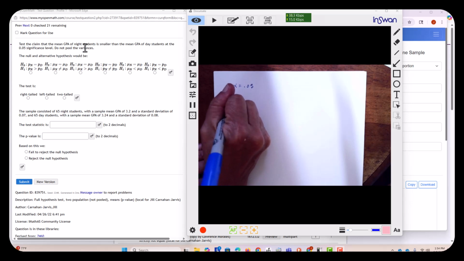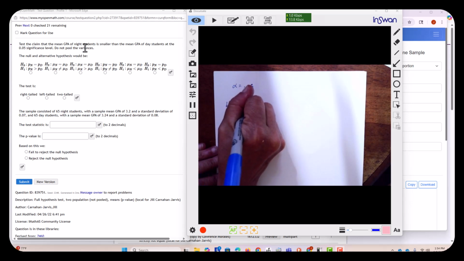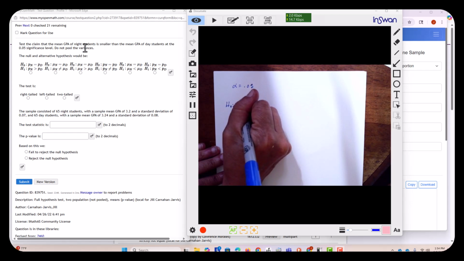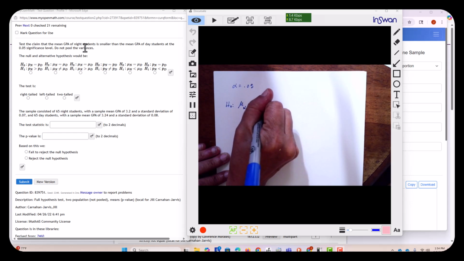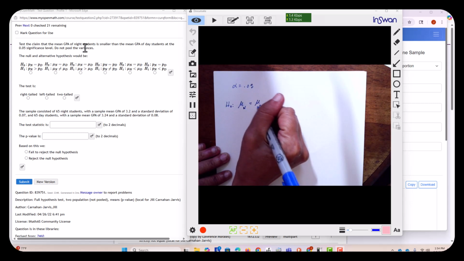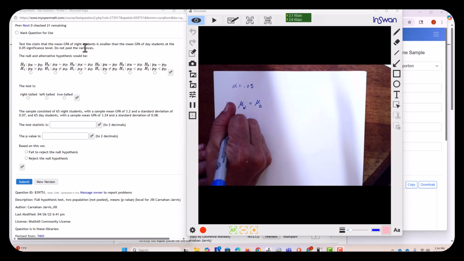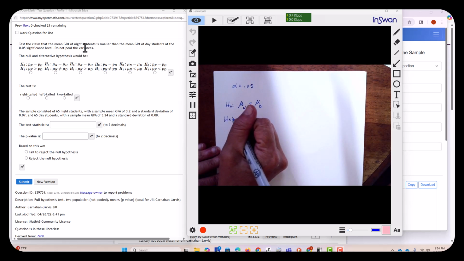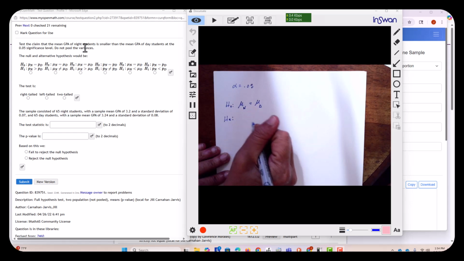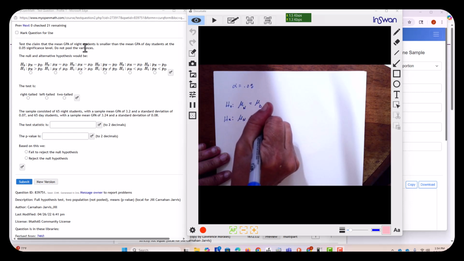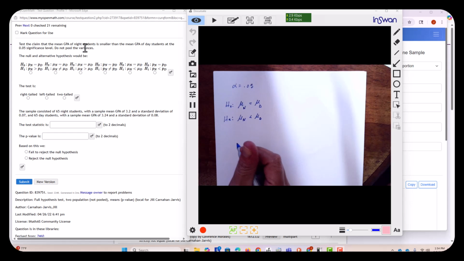Yeah. So H sub 0 is mu sub night. Do they do N first? So they're doing that. Mu of night students is going to be equal to mu of day students. And this is talking about the GPA. So mu GPA of night students is equal to the mean GPA of day students. The alternative is that they think night students have a lower GPA than day students. Mu sub N is less than mu sub D.